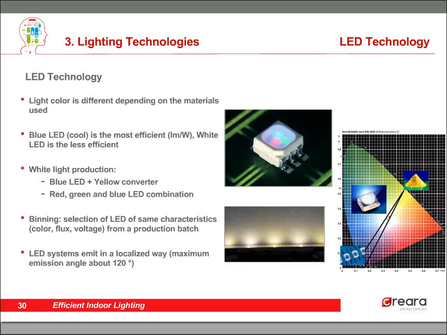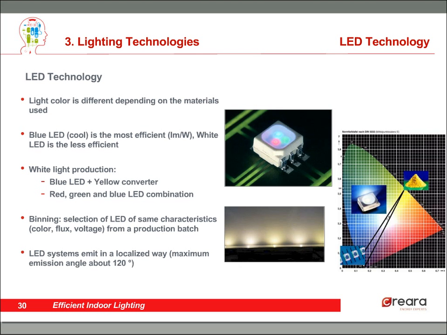Other considerations with LED technology: light color is different depending on the materials used. The blue LED is the most efficient in lumens per watt, while the white LED is the least efficient. The white light production can be in two ways. First, a blue LED and a yellow converter. Second, the combination of red, green, and blue LEDs.